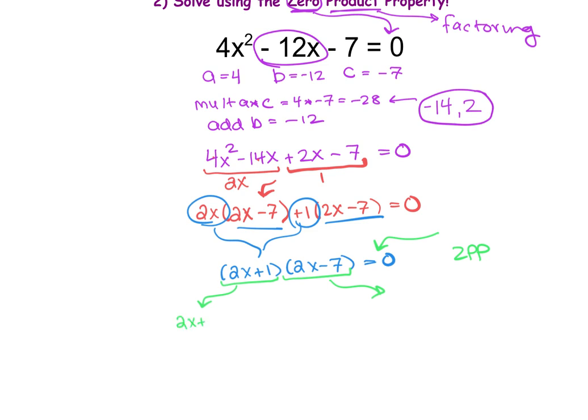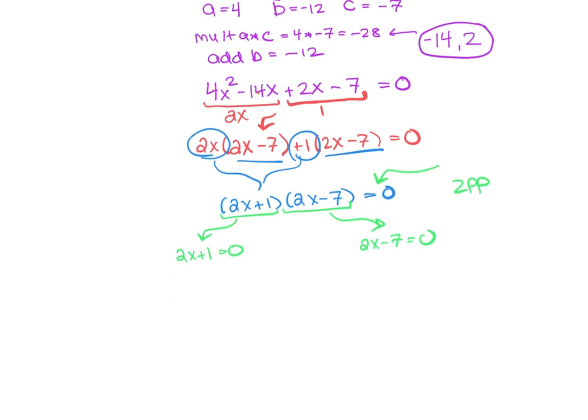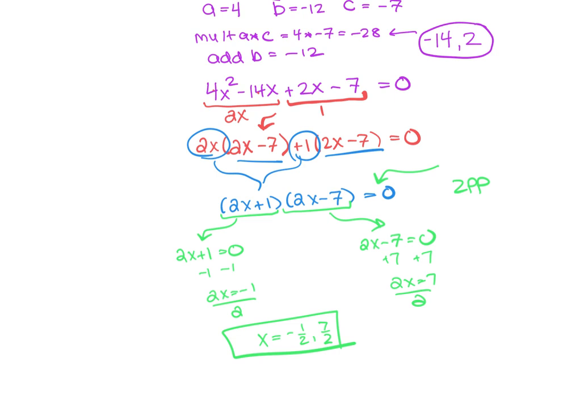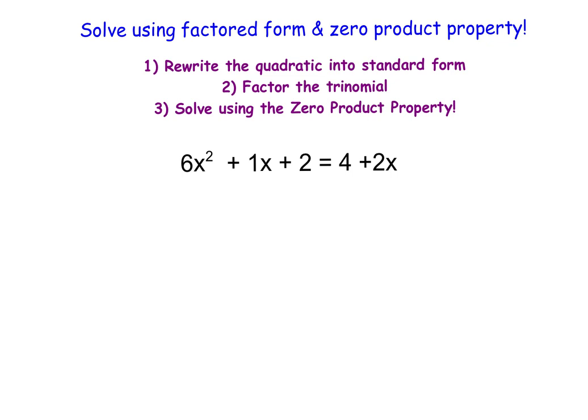So we have 2x plus 1 equals 0. We have 2x minus 7 equals 0. So we can now solve each little mini equation here. Subtract 1, divide by 2. So we have x is equal to negative 1/2. And then we add 7, divide by 2, and we have x is equal to 7 over 2. So both of these equations, if we put them back into that original equation up there, will make this equation true. So let's solve one final example here.